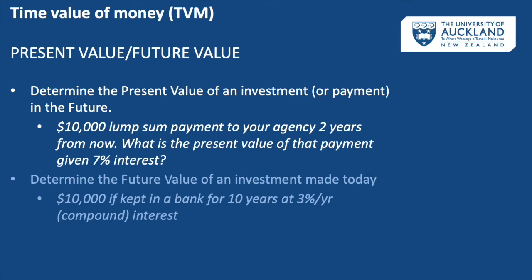Let's differentiate between present and future value, or the way we can move forwards and backwards between these values. So let's say we want to determine the present value of an investment in the future. That present value really is, if there's some amount of money in the future, what is the purchasing power of that future money in today's terms?